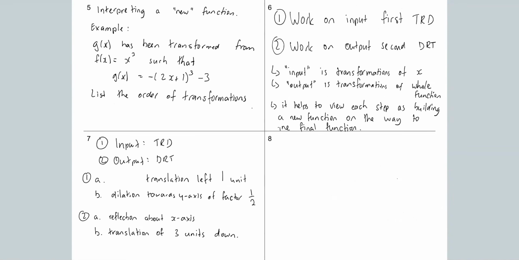Okay. If you've been given a list of transformations, the best way to order them would be to start by listing the transformations of your inputs, and then secondly, list the transformations of your outputs. Hope that makes sense.